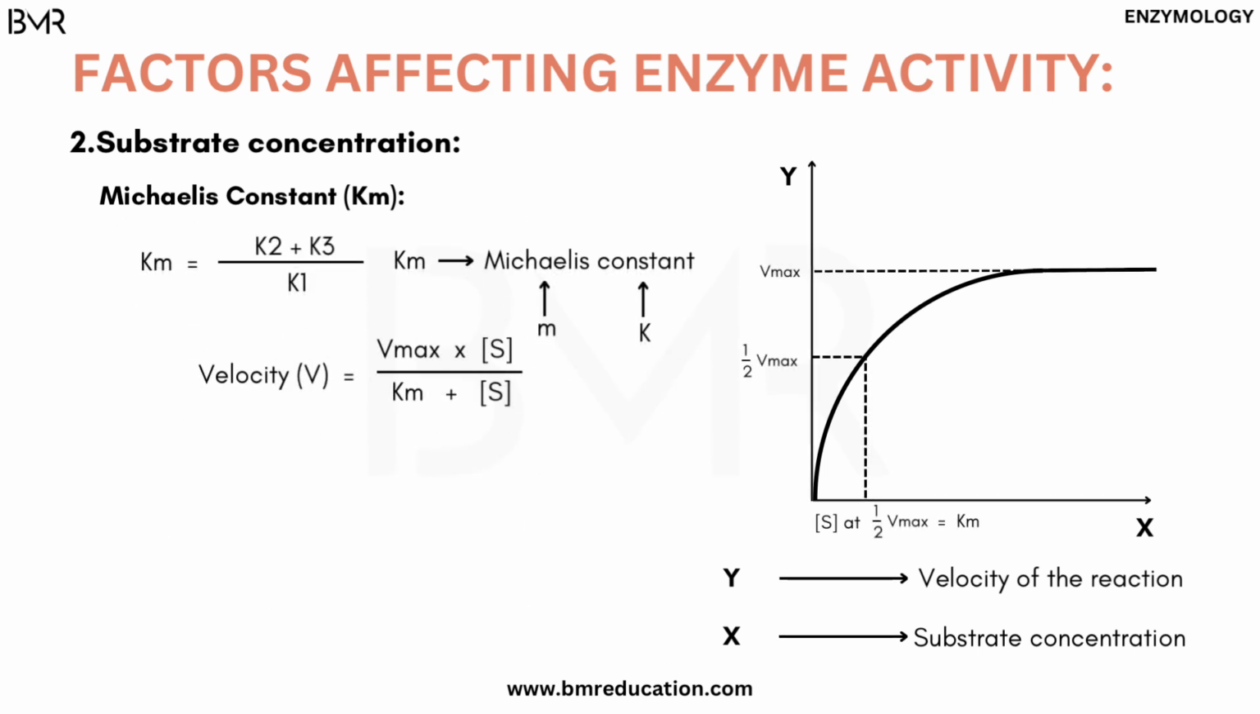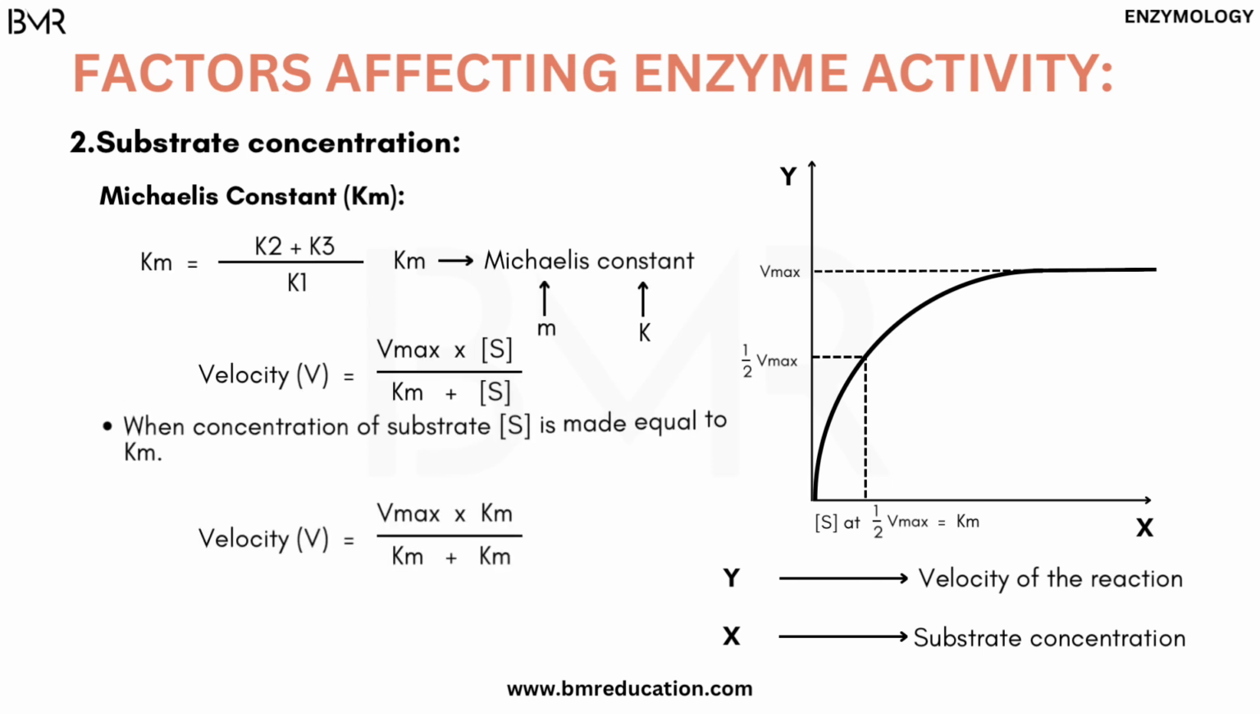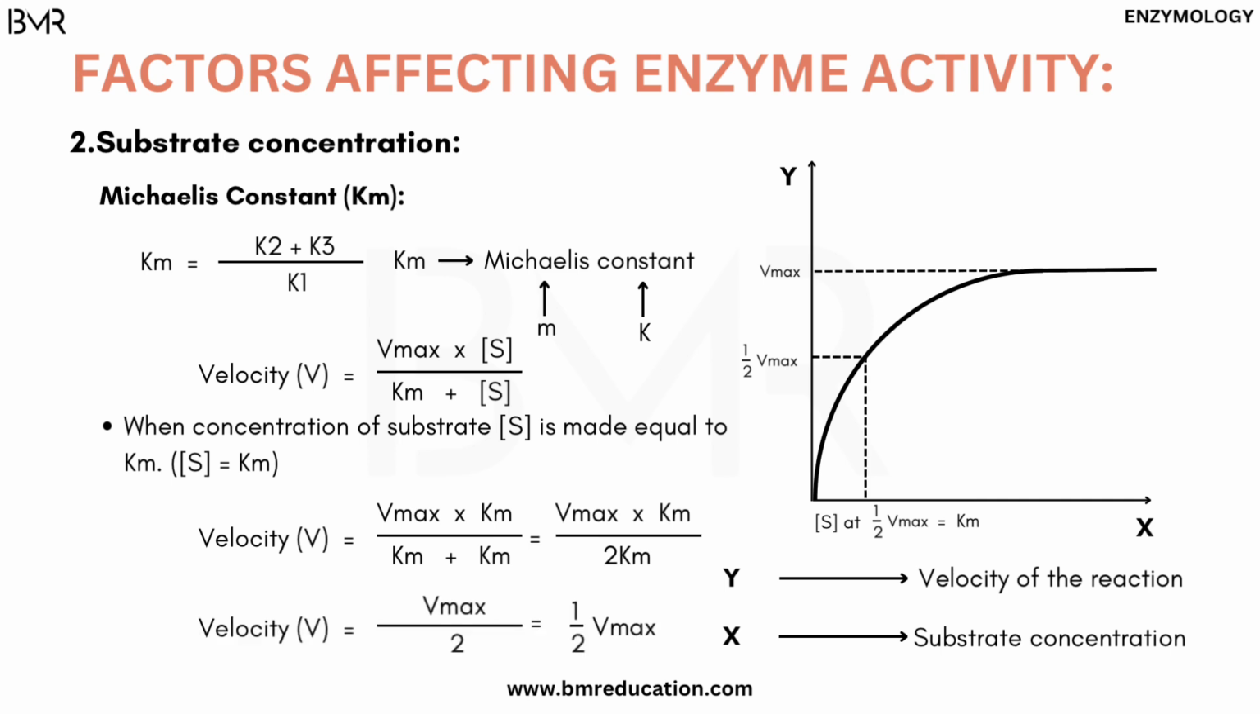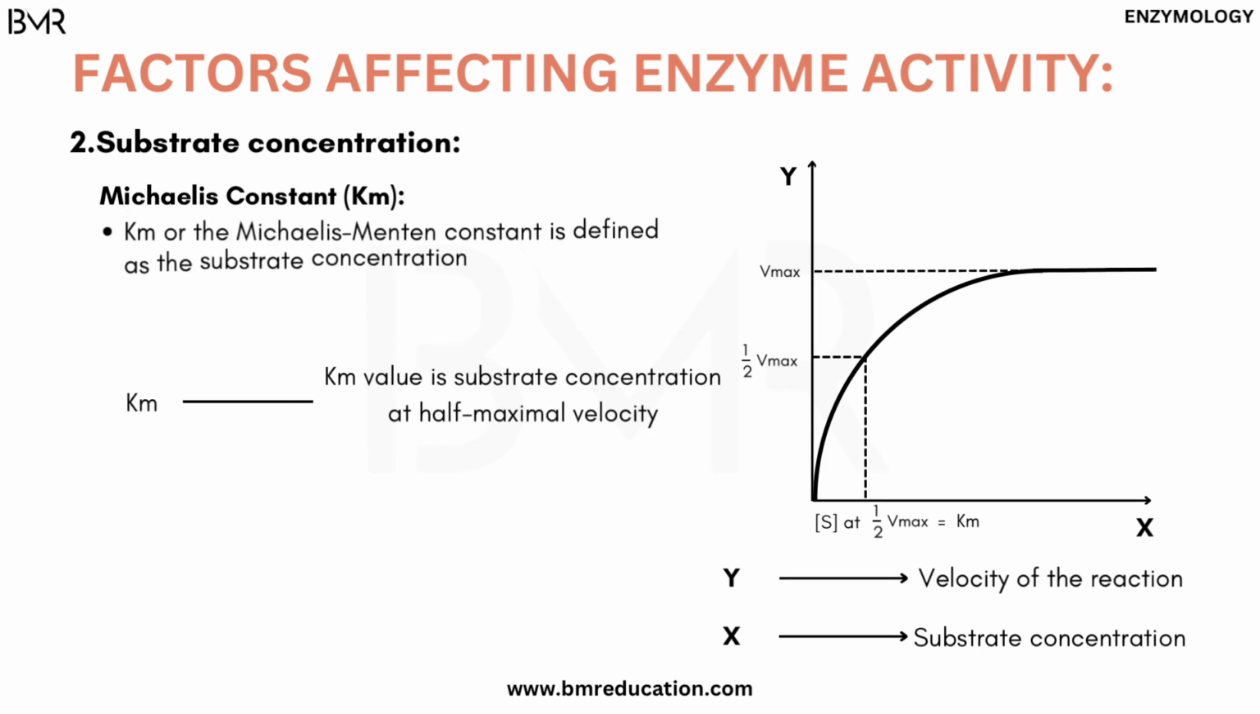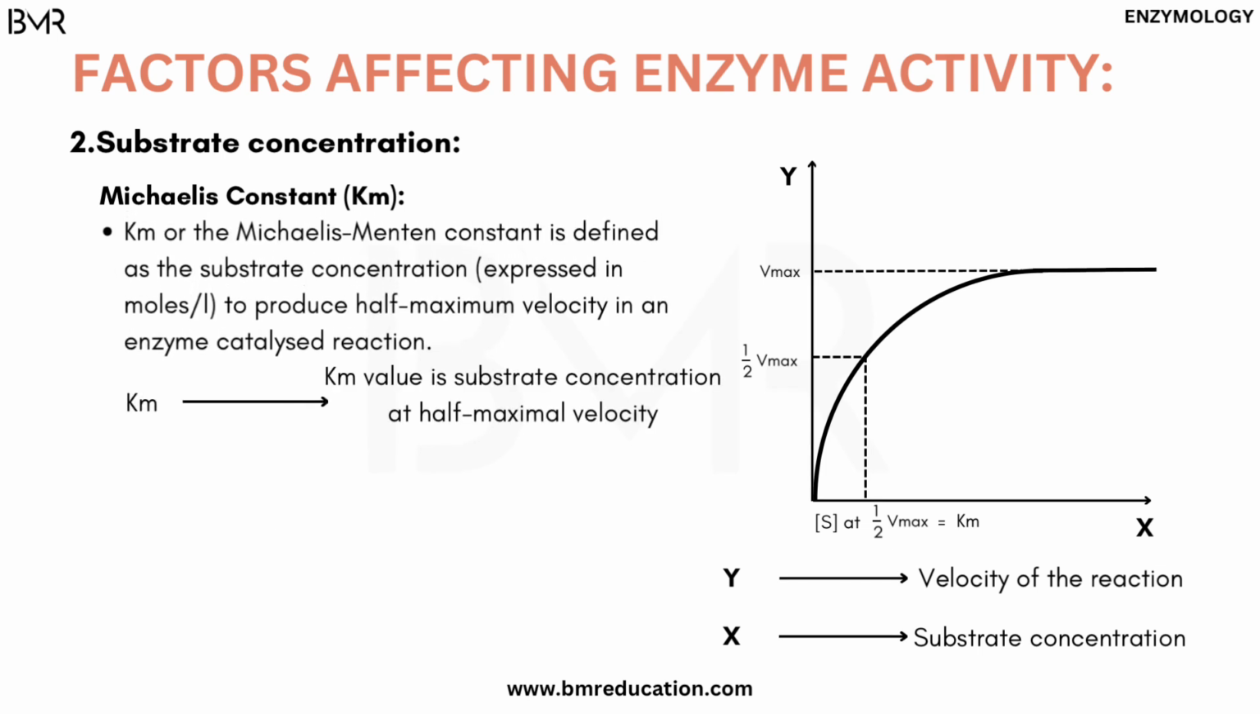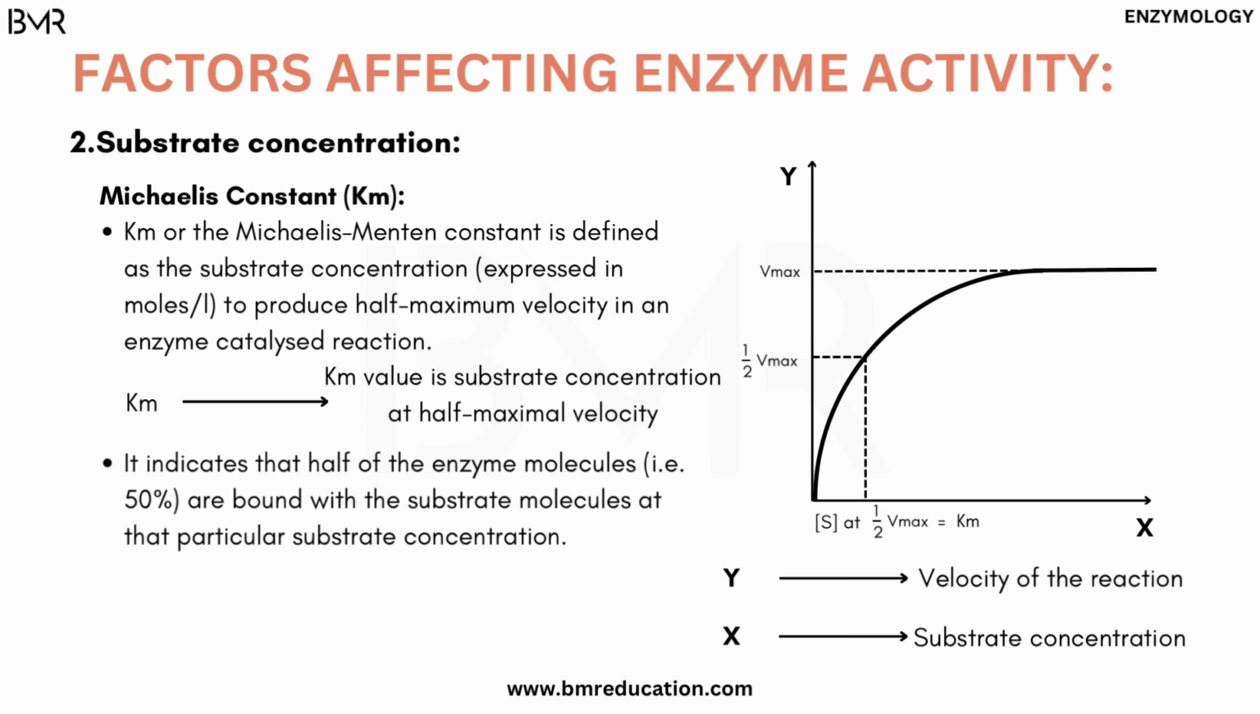The equation obtained after suitable calculation is shown below. When concentration of substrate is made equal to Michaelis constant, then V is equal to 1 by 2 V max. The Michaelis-Menten constant is defined as the substrate concentration to produce half maximum velocity in an enzyme catalyzed reaction. It indicates that half of the enzyme molecules are bound with the substrate molecules at that particular substrate concentration.